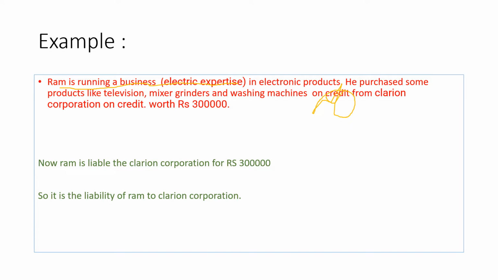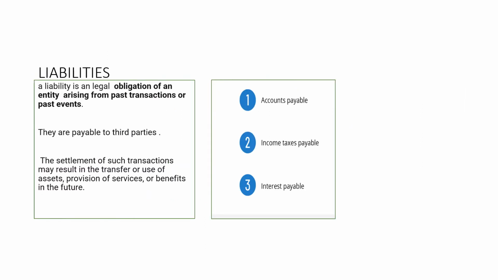That means Ram purchased goods on credit. So Ram is liable to pay money to Clarion Corporation. Ram has a liability towards Clarion Corporation. Ram owes money to Clarion Corporation, and Ram is supposed to make the payment to Clarion Corporation after 3 months. So this is the liability of Ram.